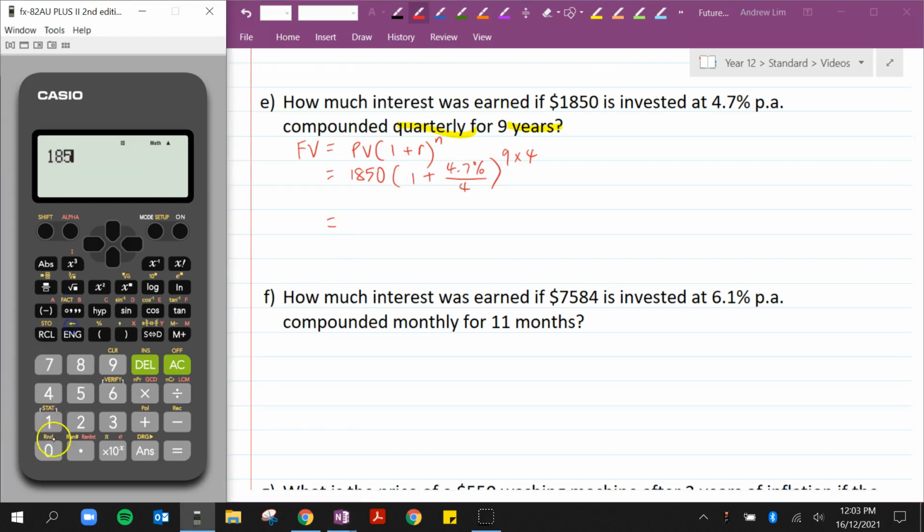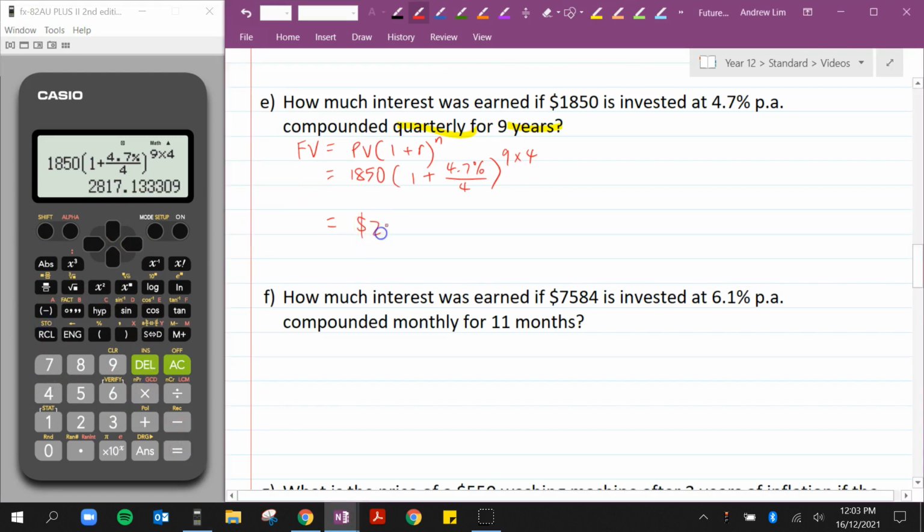So 1850, 1 plus 4.7% over 4 to the power of 9 times 4, which is $2,817.13. That's the future value, but make sure we answer the question. The question says how much interest was earned. So therefore, interest earned is future value minus the present value. 2,817.13 minus how much we invested, 1850.